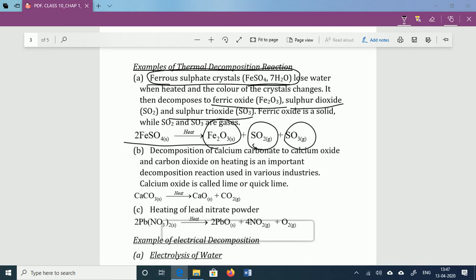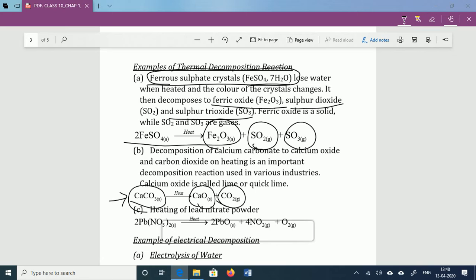Another example is calcium carbonate. When I heat the calcium carbonate at a very high temperature, around 1000 Kelvin or more, calcium carbonate upon heating is converted into calcium oxide and carbon dioxide. So one molecule is converted into two smaller molecules, so it is also an example of a thermal decomposition reaction.